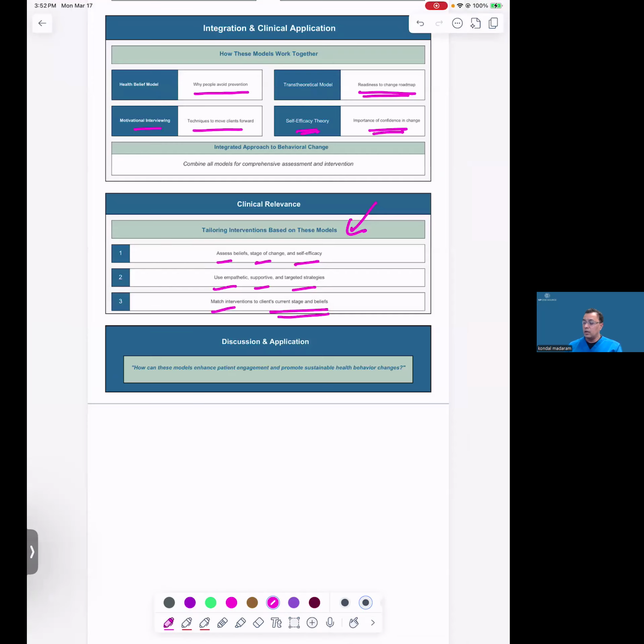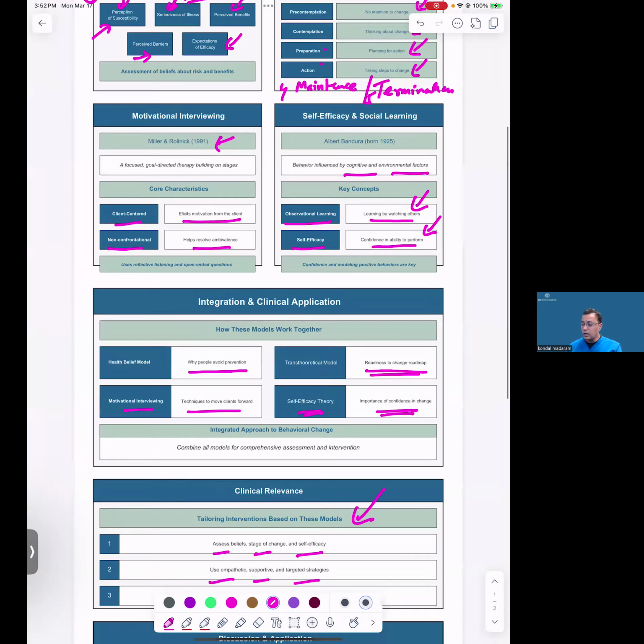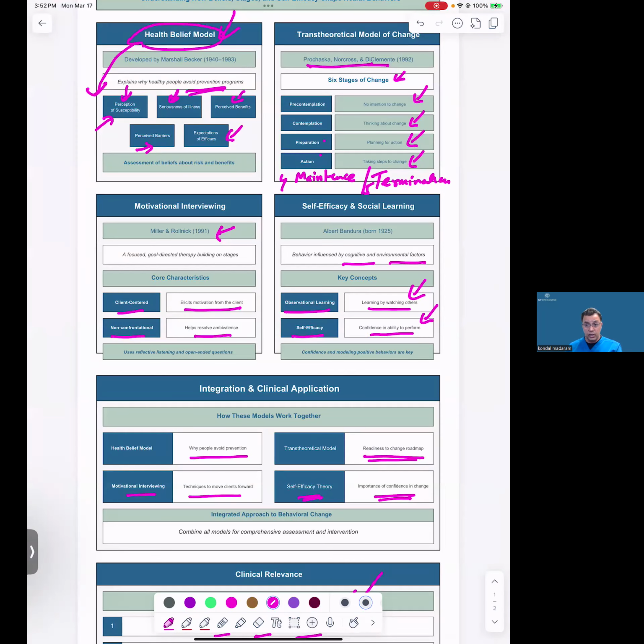So you want to use these theories to understand what elements of each theory you can apply to a certain patient based on stage, based on perception, their beliefs, and their level of motivation, and all that.